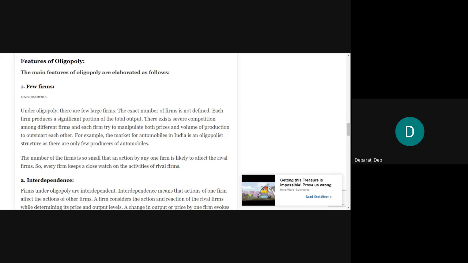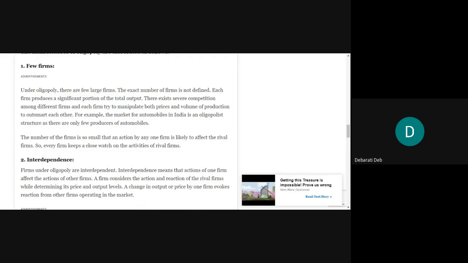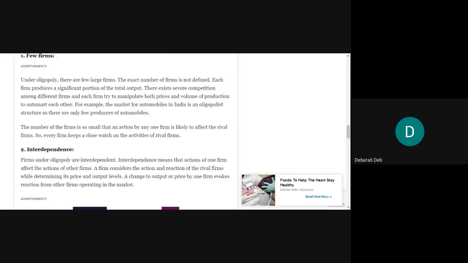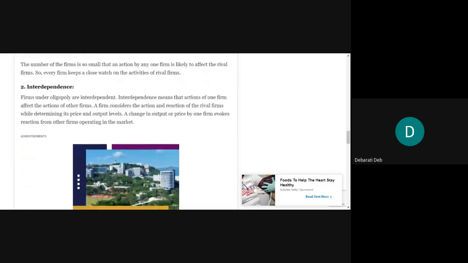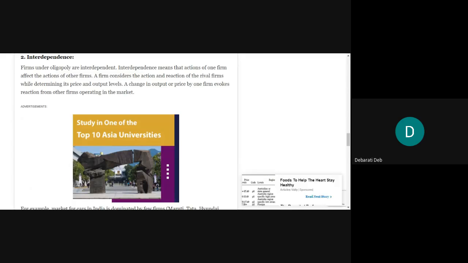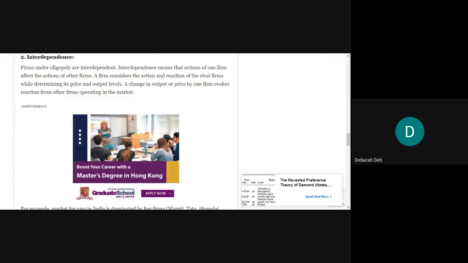Then there are features of oligopoly. First ever feature is few firms, as it is already clear to you, I think. Few, there will be very less firms in the market. Then there will be interdependence. Interdependence means that actions of one firm affect the actions of the other firms. Okay, a firm considers the action and reaction of the rival firms while determining its price and output levels.